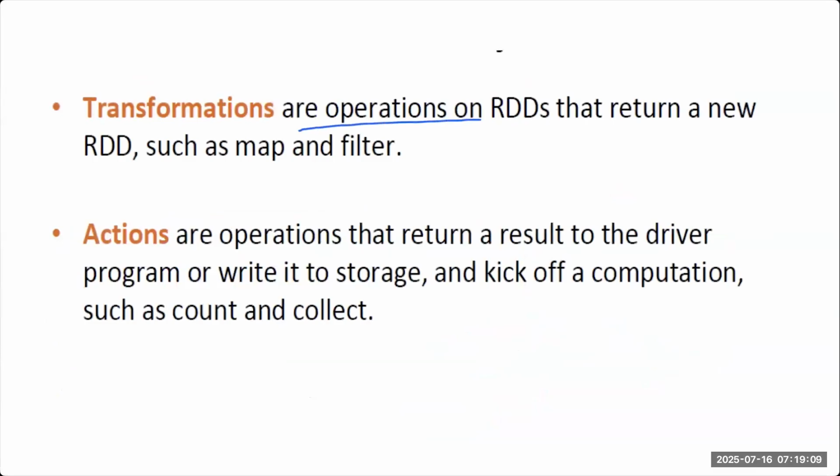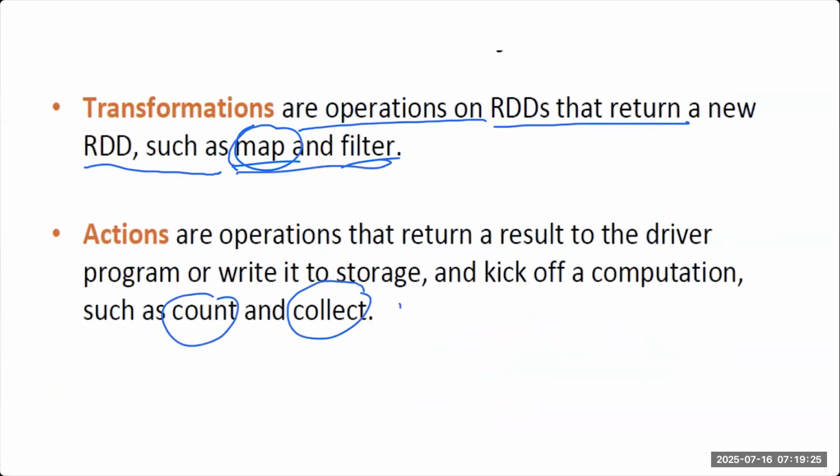So transformations are the operations on an RDD that return a new RDD, such as map and filter. Map is also one transformation. For now, you just understand these two are transformations, and collect, count, first are actions.